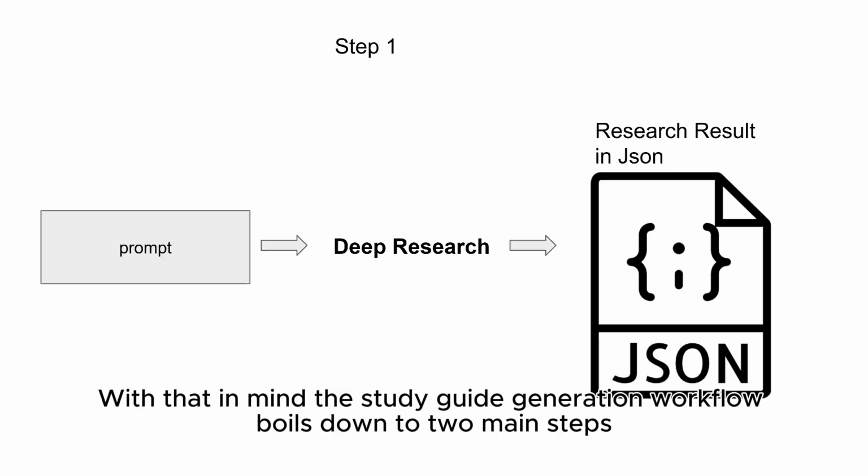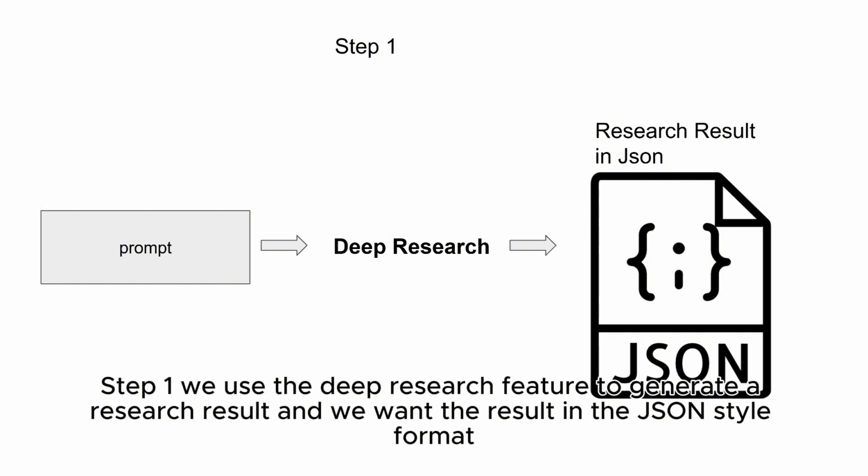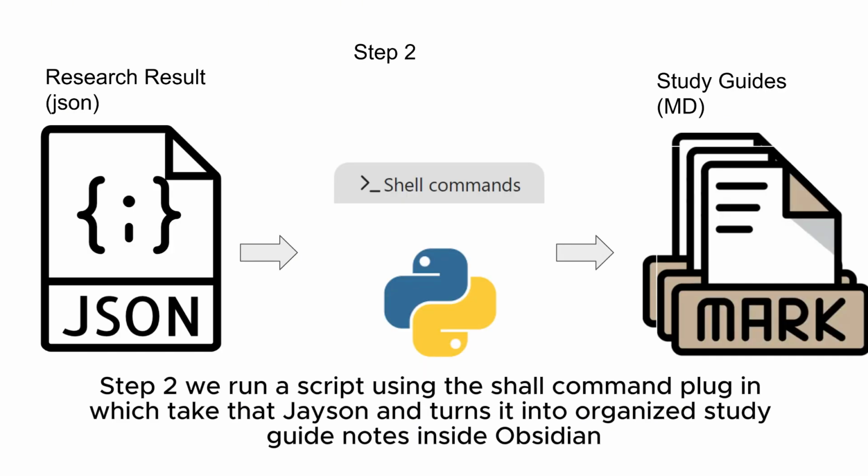With that in mind, the study guide generation workflow boils down to two main steps. Step 1: we use the deep research feature to generate a research result, and we want the result in a JSON-style format. Step 2: we run a script using a shell command plugin, which takes that JSON and turns it into organized study guide notes inside Obsidian.